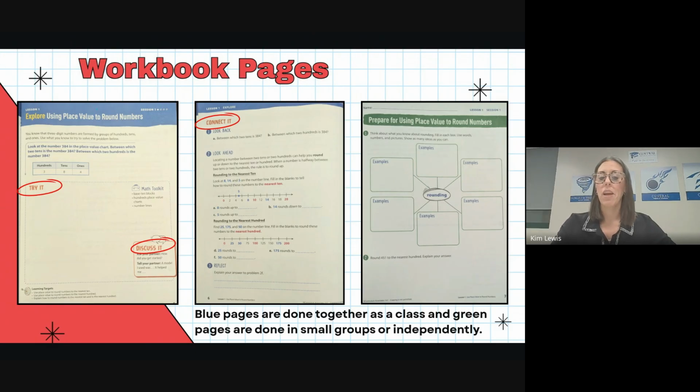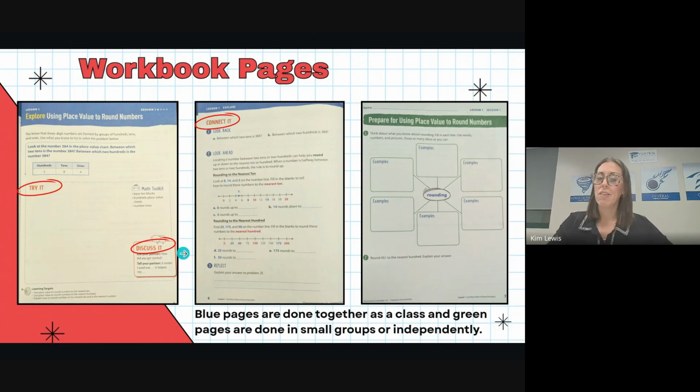Then they advance to those green pages, which are meant to be independent or small group. They might be doing it with a group of students, in a small group with a teacher at the back table, or independently. So it's that gradual release. We do it together as a class, and then they try it in a small group or on their own.